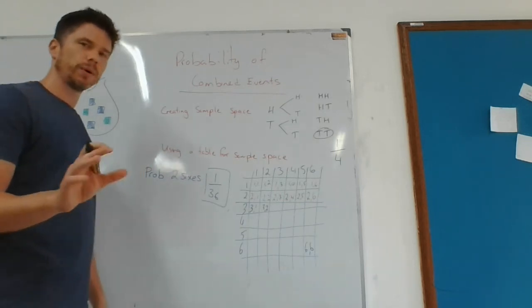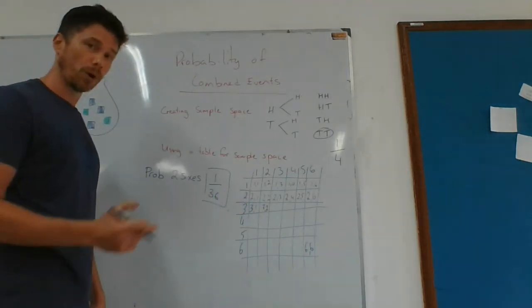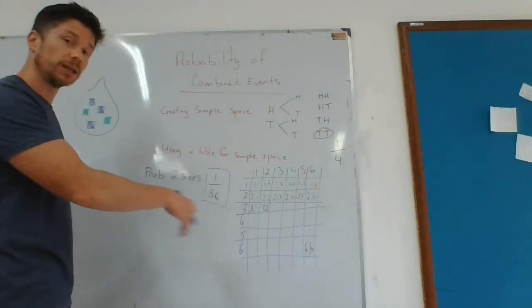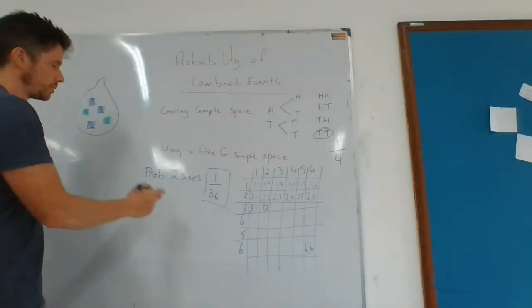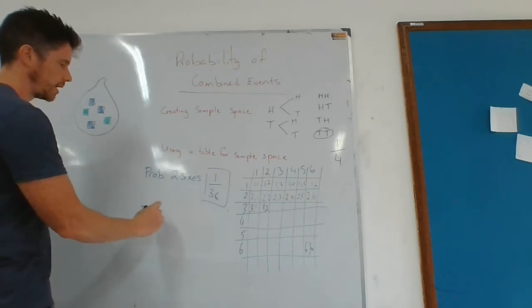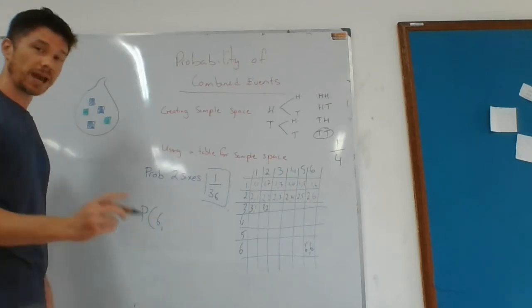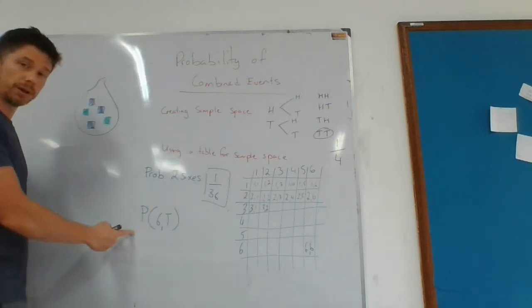There's a slightly quicker way of doing that. Now you should have that table completed in your workbook by now. Maybe pause the video, finish it, and then get on to this bit. So the probability of rolling a 6 on the dice, and if I tossed a coin, getting a tail. So that's how I'd write it.